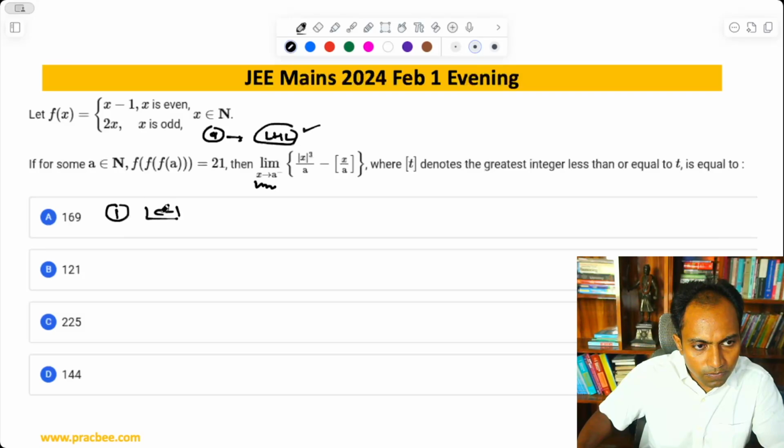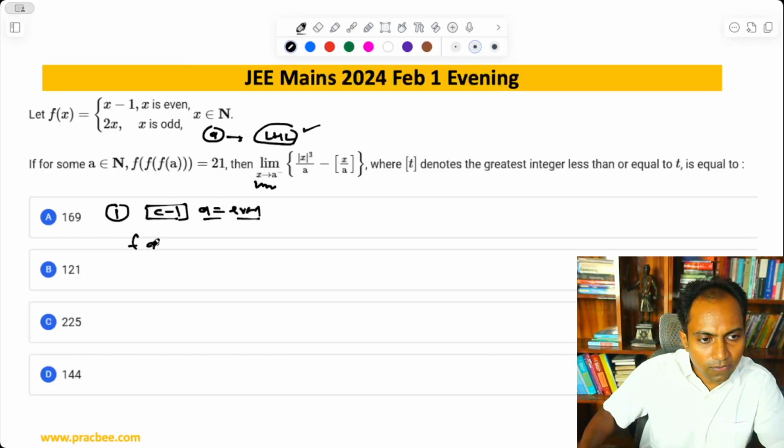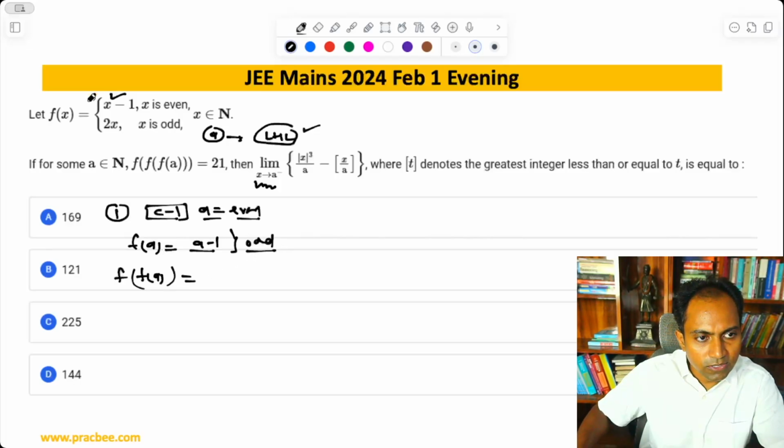In case 1, I will have to consider the value of A as even. If I consider the value as even, then f of A, since A is even, we'll have to consider the first part of the function, will become A minus 1. Now you can see that since it is A minus 1, this becomes an odd quantity. So again, if I figure out f of A minus 1, since it is odd, corresponding to that, the answer would be 2x. So it becomes 2 times A minus 1. And as a result, it becomes even.